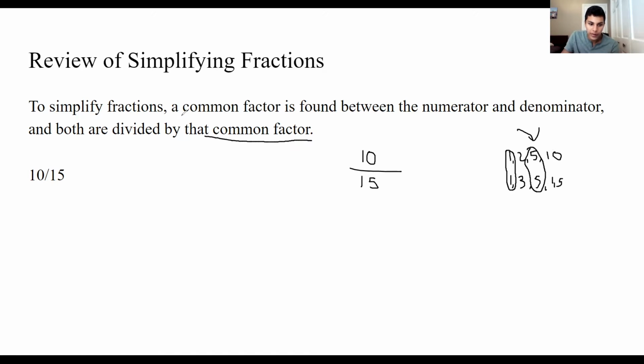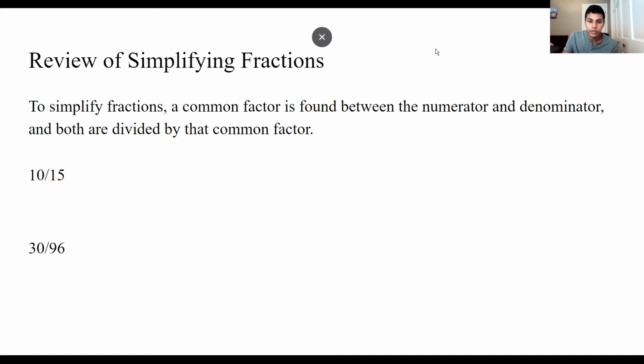Five is the common factor. See how it says common factor in our explanation. So we divide both the numerator, the top number, and the denominator, the bottom number, by 5, and we end up with 2 over 3 as our simplified fraction. So divide both the numerator and denominator by a common factor. All right, let's look at another example.